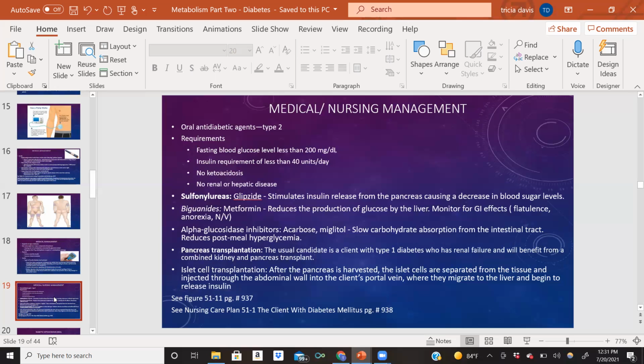This patient that gets this is usually a type 1 diabetic who has renal failure and will usually benefit from a kidney transplant and a pancreas transplant.